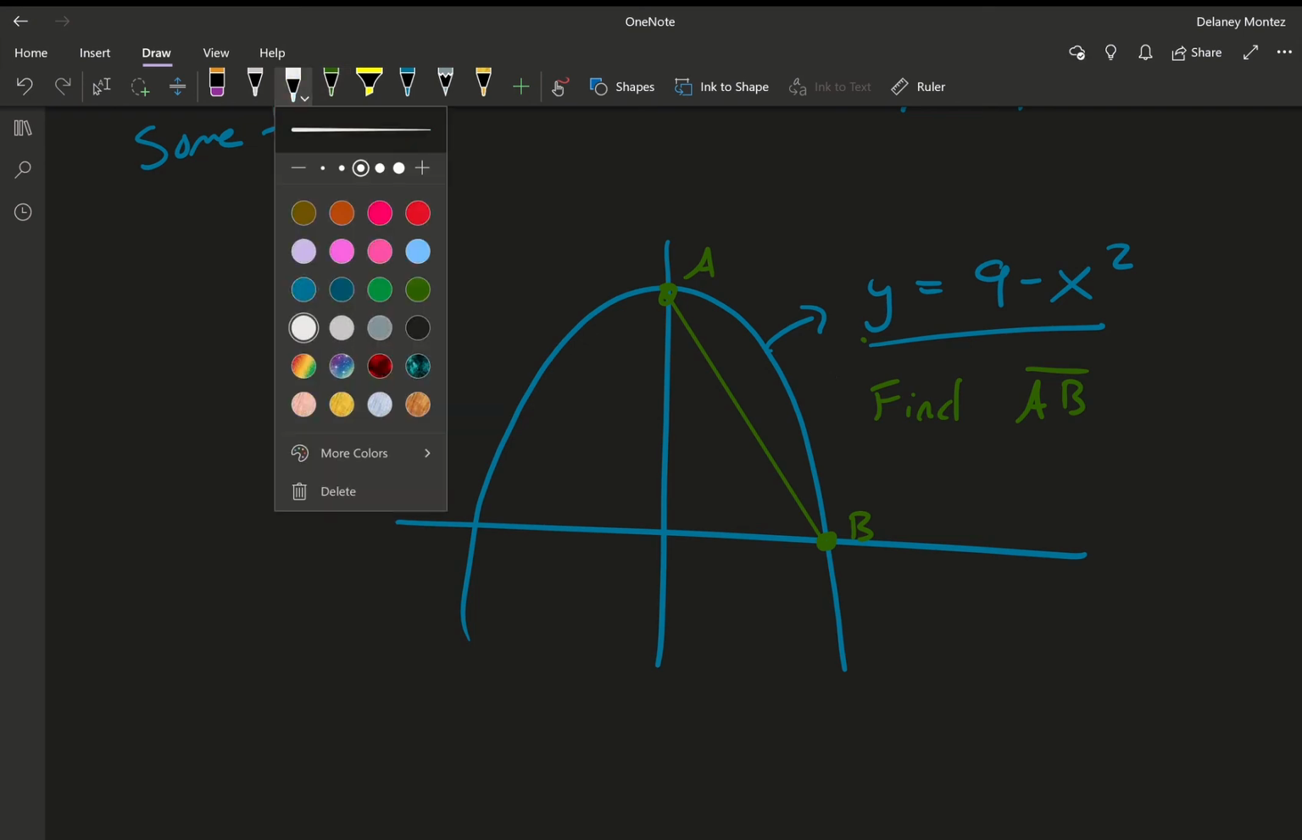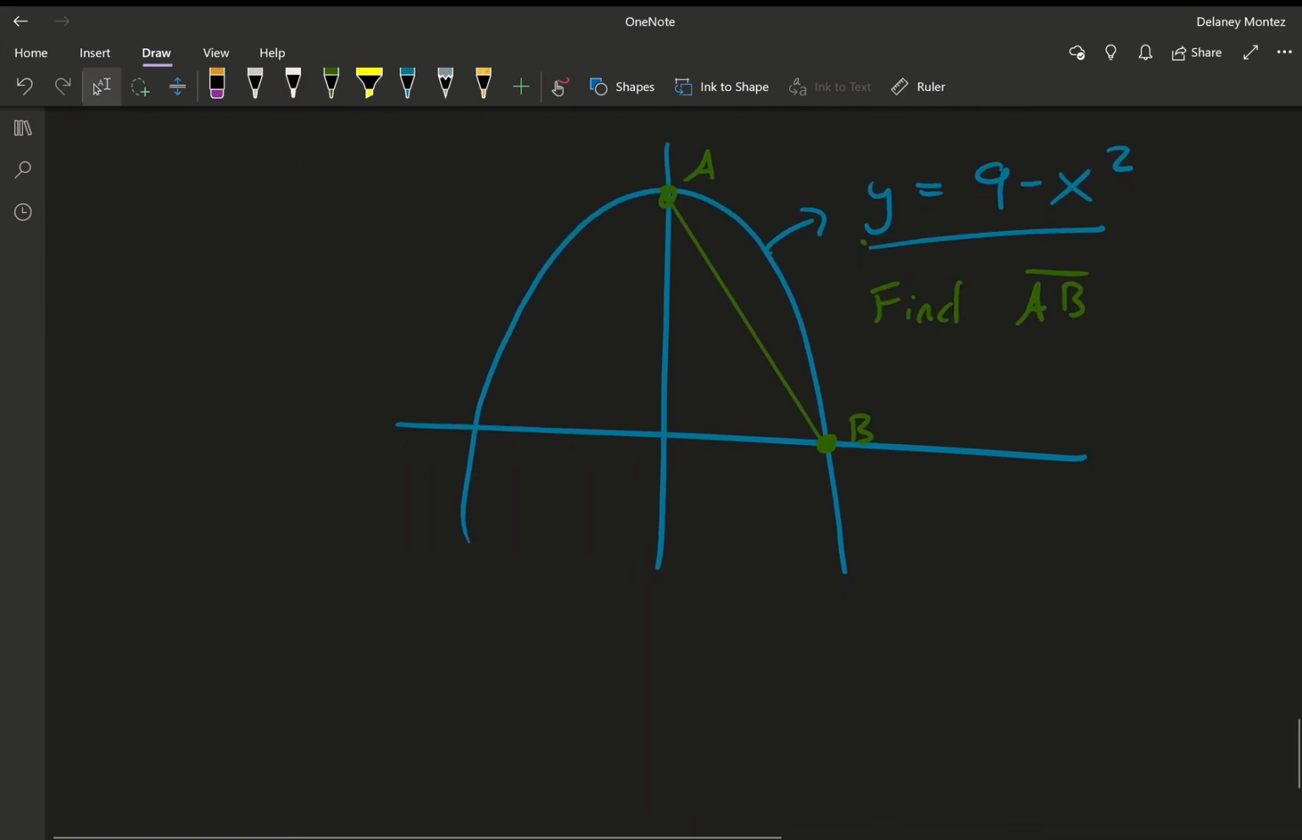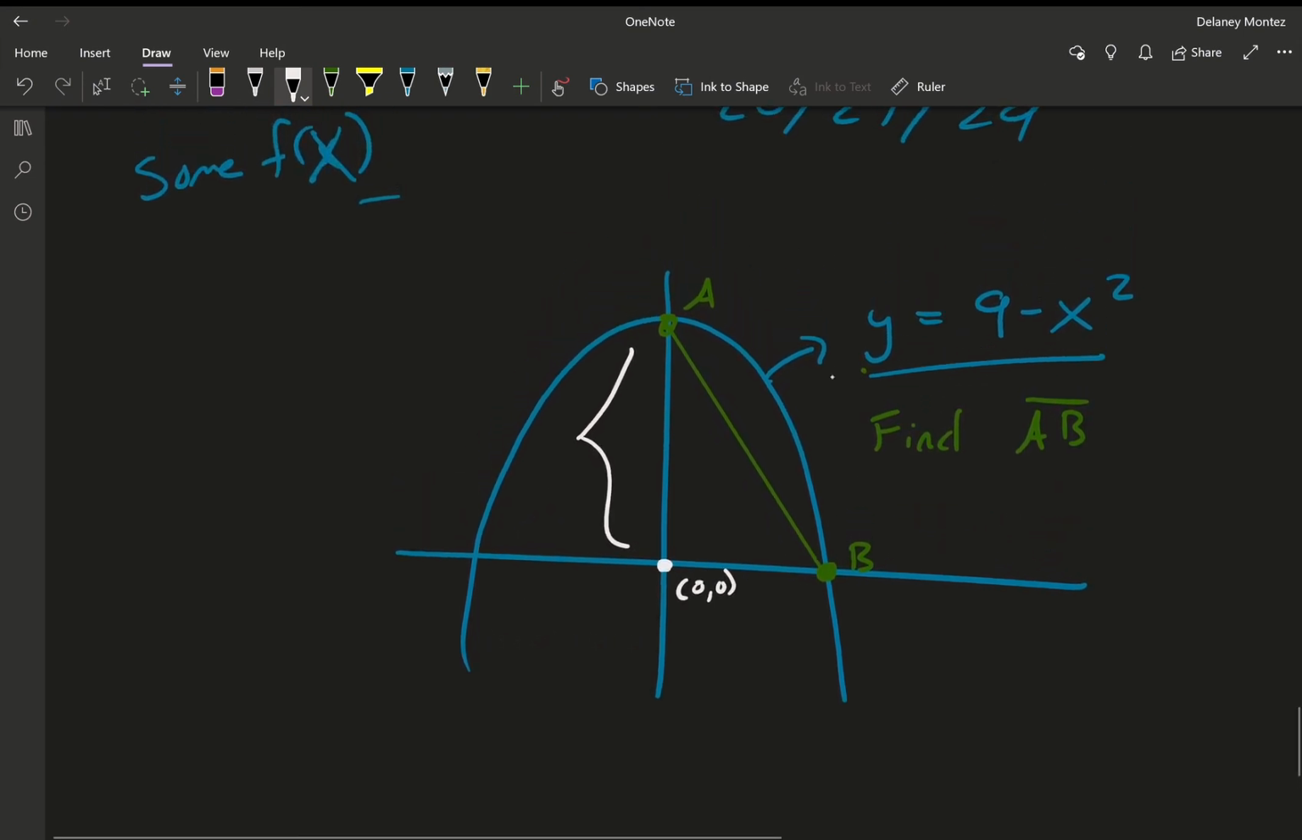Okay, so hopefully you had a good solve, and let's see how this works. So, this point is what? We know this is the origin, or 0, 0, right? So if we plug in a 0 here, it'll give me this height, all this length right here. So if I plug in 0, I'll get 9, because 9 minus 0 squared, so this length here is 9.